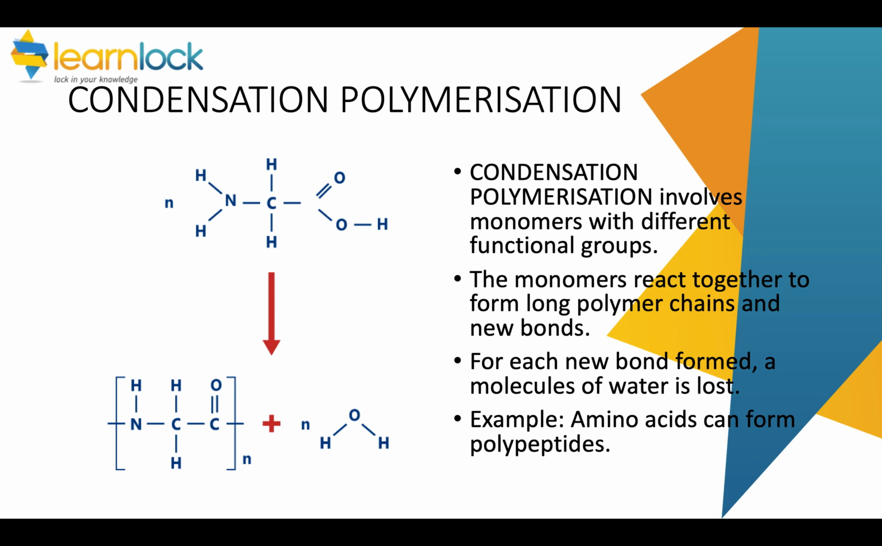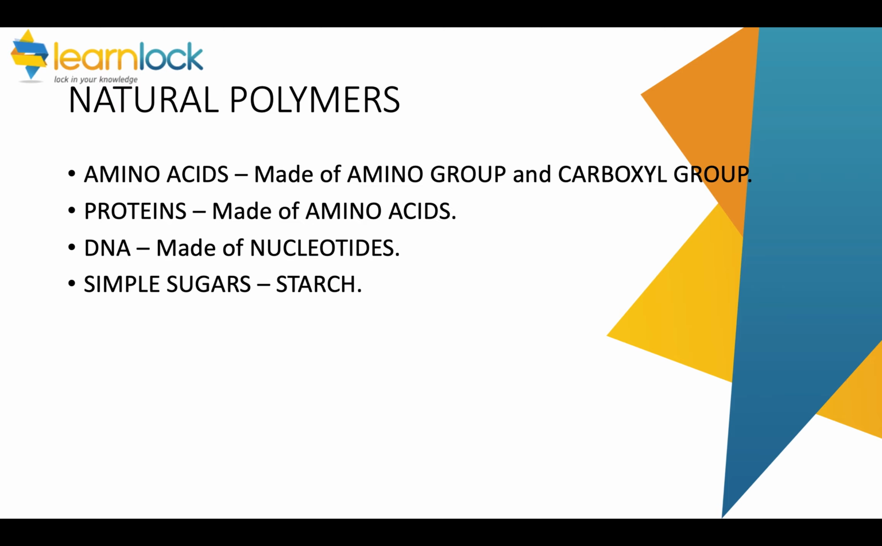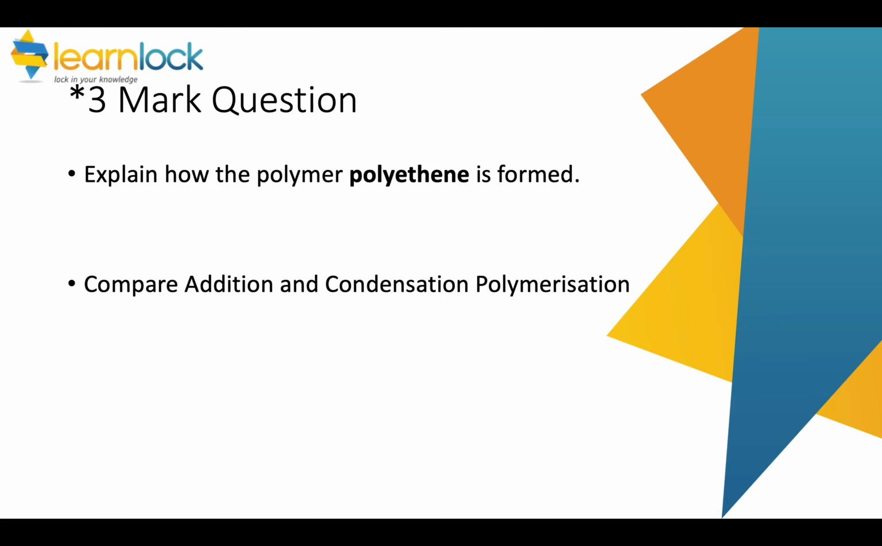Condensation polymerisation involves monomers with different functional groups. The monomers react together to form long polymer chains and new bonds. But also, for each new bond formed, a molecule of water is lost. There are natural polymers that exist, like amino acids, proteins, DNA, and simple sugars. Try these two 3-mark questions and pause the tutorial now.